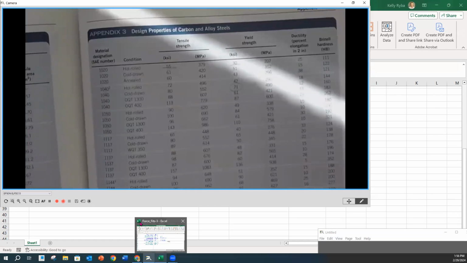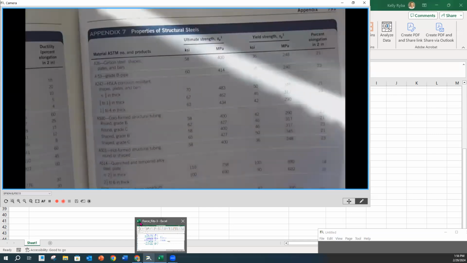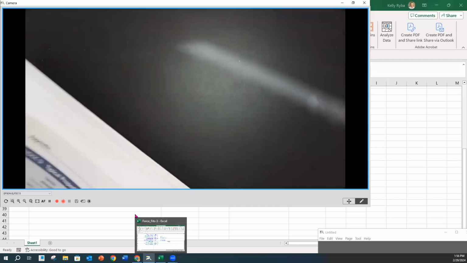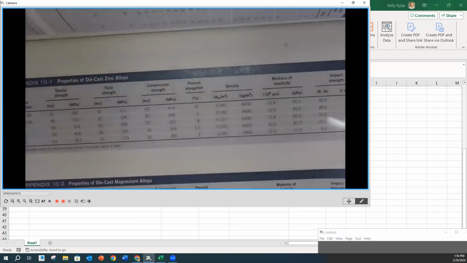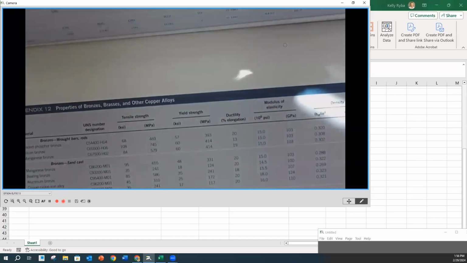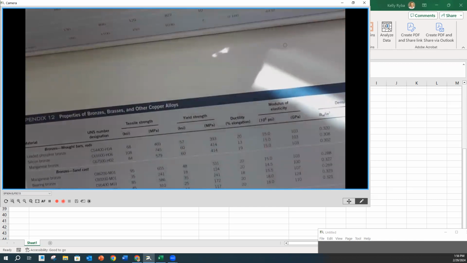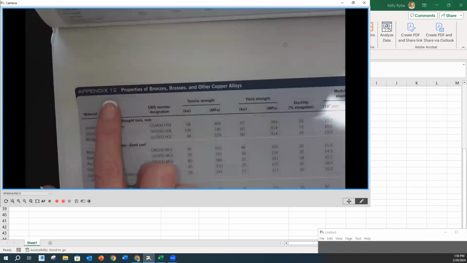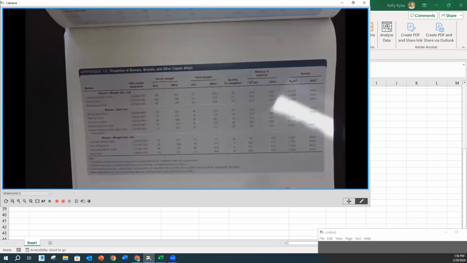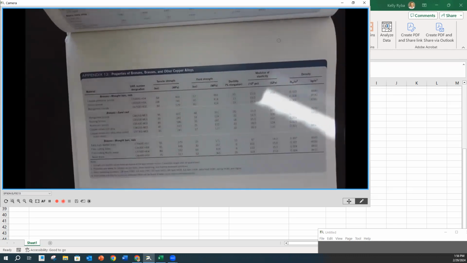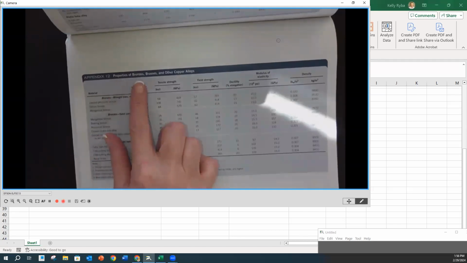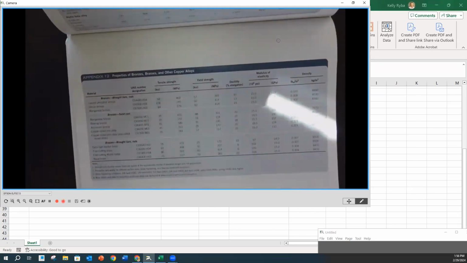Now you can do that very same thing for bronze. And this one too, they didn't give us the grade of the bronze. So we have to make a little bit of an assumption here. So if we look at, let's see it. It's Appendix 12. Appendix 12. And this is on page 799. And they have properties of bronzes, brasses, and other copper alloys.